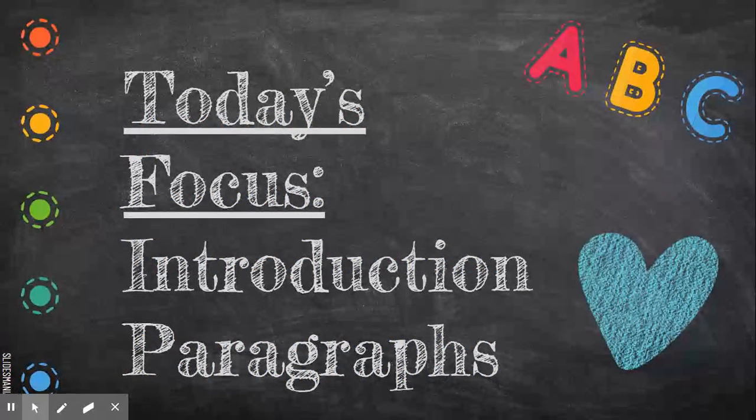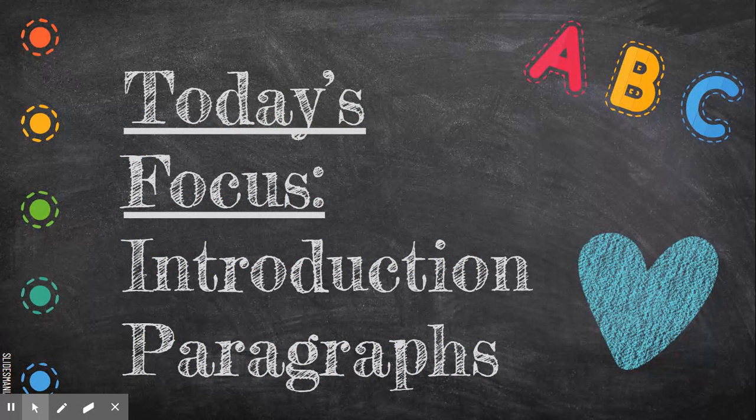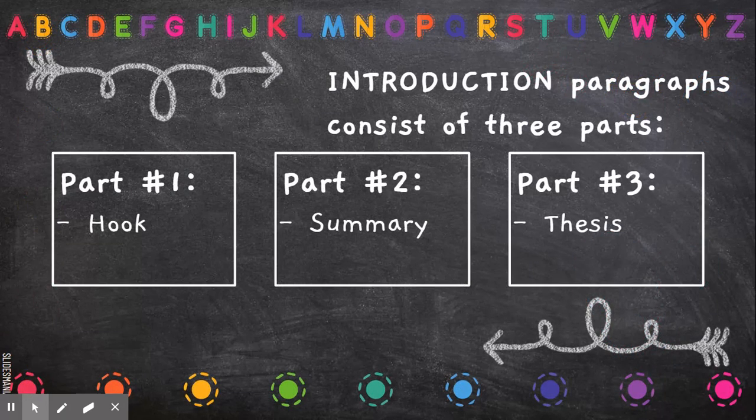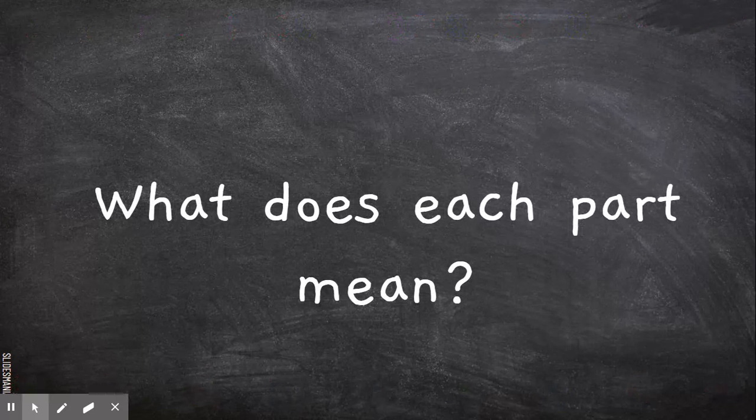So even though an essay is 5 paragraphs, right now we're only going to look at the first paragraph, the introduction. The introduction is the very first paragraph in your essay. It has 3 parts: the hook, summary, and thesis. That's our focus for today. What does each part mean?